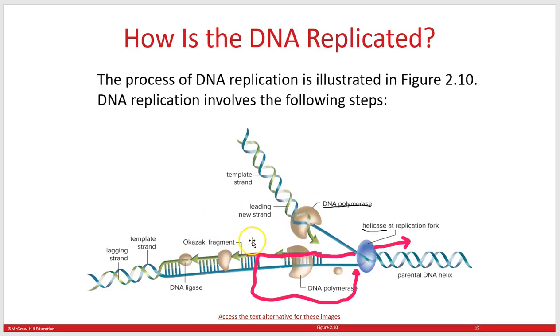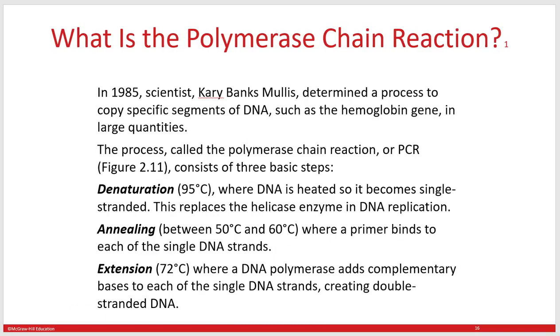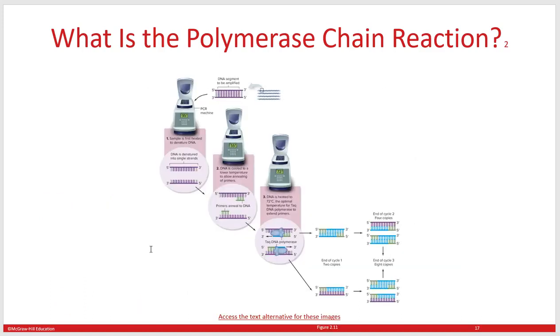A primer is a landing place for these polymerases. If you look, there is a primer here, here, and this DNA polymerase can only bind to a primer, so we have to have one. And then extension at 72 degrees where polymerase adds complementary bases to each of the single DNA strands. So this is what happens here. You heat it up, DNA pulls apart, cool it down, the primer will attach, then you run it at 72 degrees and you can elongate.